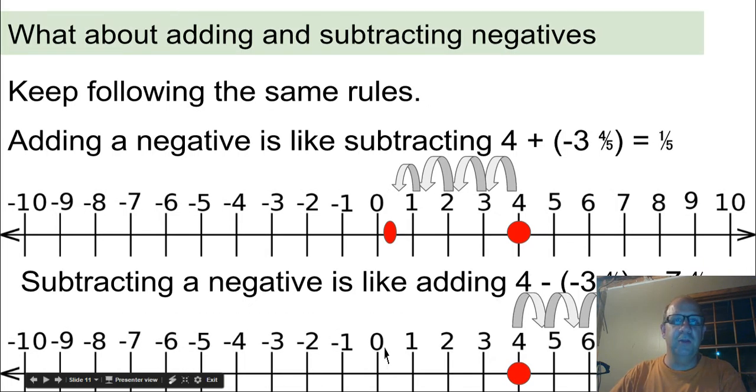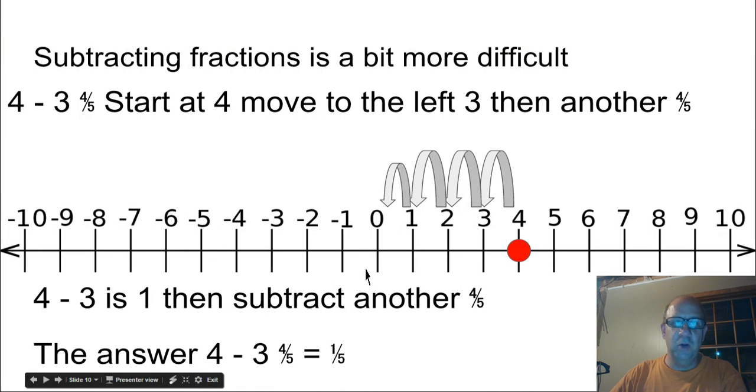What about adding and subtracting negatives? Keep following the same rules. Adding a negative is like subtracting. So 4 plus a negative 3 and 4/5 is just like 4 minus 3 and 4/5. Subtract the 3 and another 4/5 and end up at 1/5. You can see I put the red dot in there. Where should the red dot go here? Right about there.